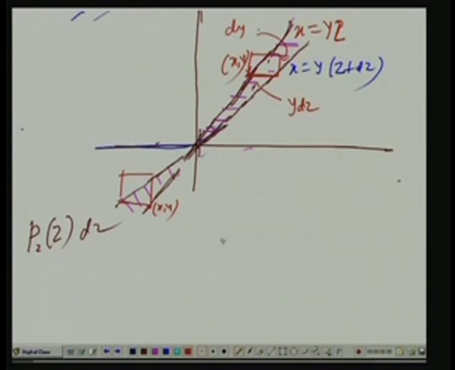That means, what is the probability of x y falling within this area or this area? That is P(x comma y), but x is y z, into the area. Area is what? I put mod y now, because y could be negative here, but area is positive.